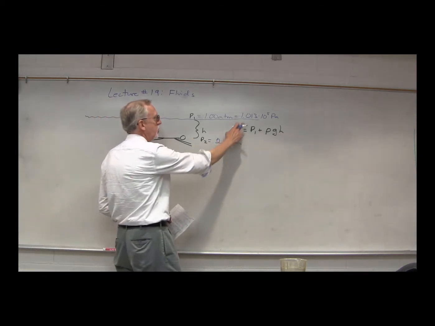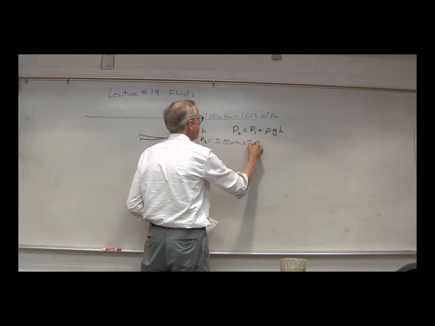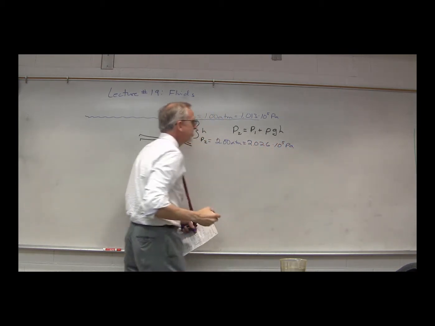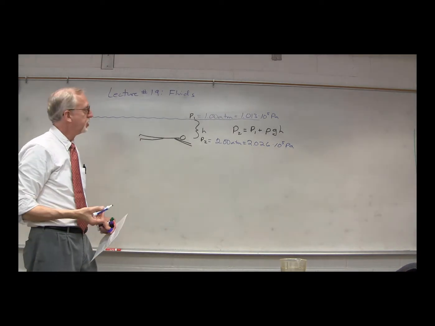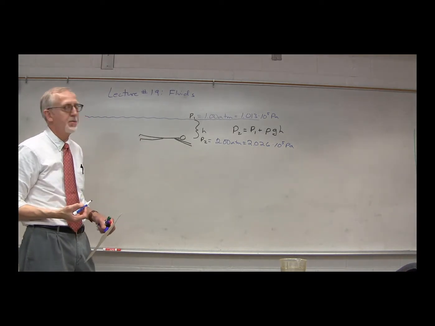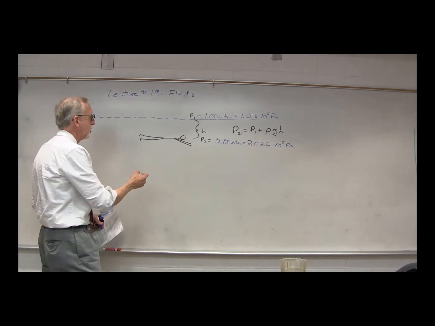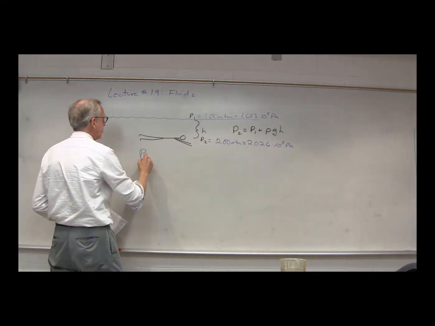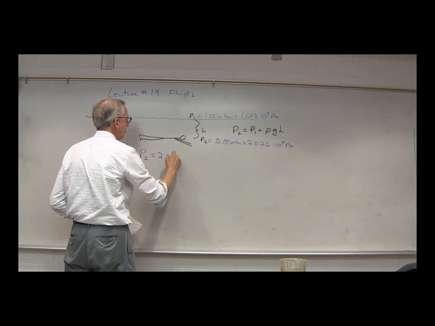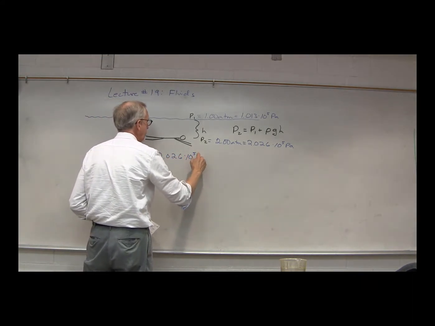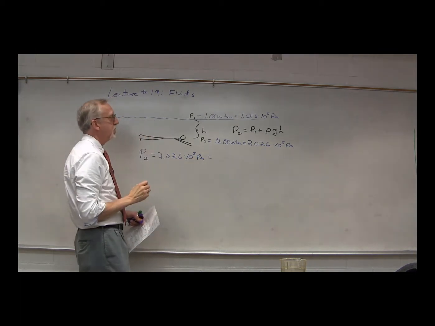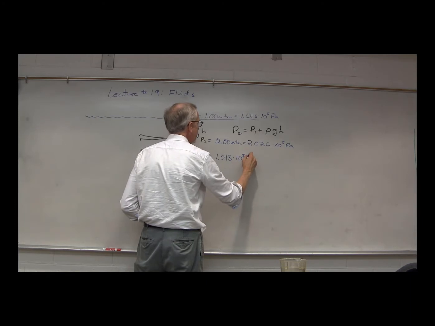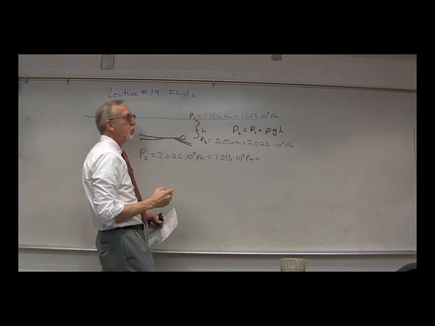Well, 2 atmospheres would be 2 times this, or 2.026 times 10 to the 5th pascals. So how far down do you have to go until P2 is 2.026 times 10 to the 5th pascals? Well, let's see. We know that P2 equals P1 plus rho GH. So P2 is 2.026 times 10 to the 5th pascals, and that equals P1, which is 1.013 times 10 to the 5th pascals, plus rho GH.